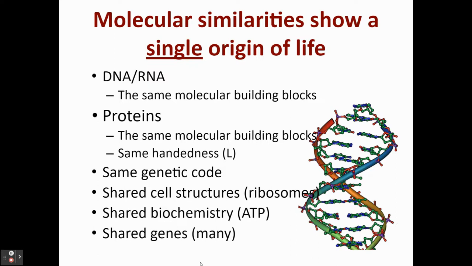All of these are molecular similarities that show that life probably evolved once, or came about once, and then has diversified over the 4 billion years or so that critters have been around on this planet.